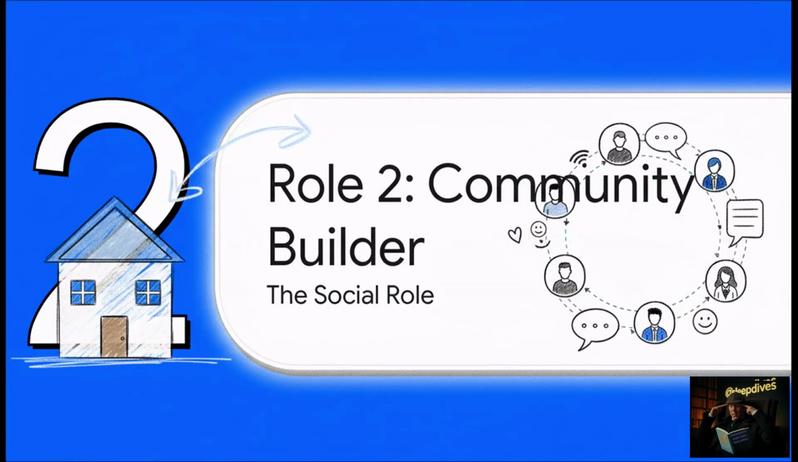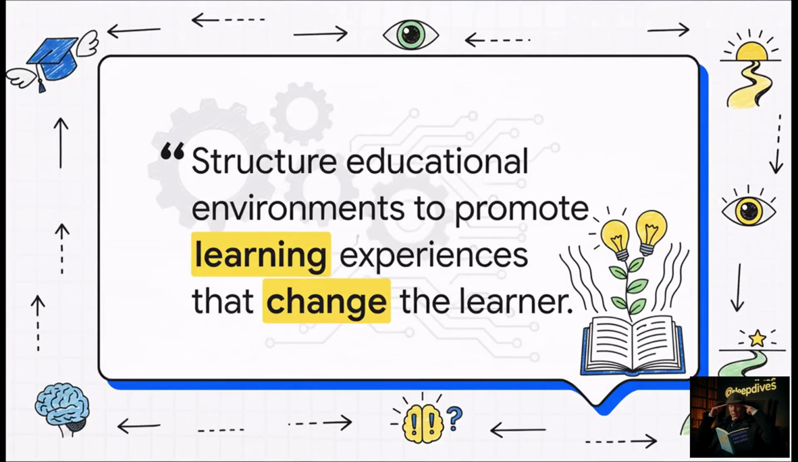Okay, so once the structure is in place, we move on to role number 2, the community builder. I love this analogy. If the architect builds the house, the community builder is the one who makes it a home. This is so important because it's all about creating that human connection that can so easily get lost in a digital space. And this idea isn't new.